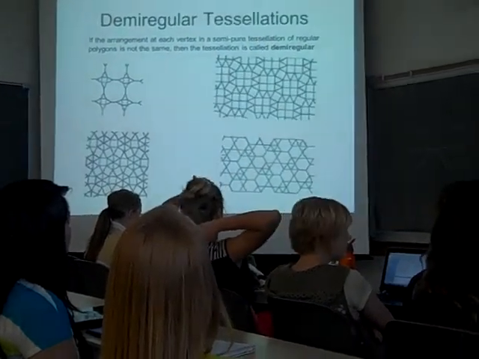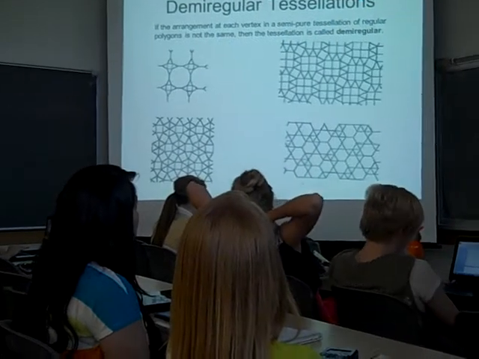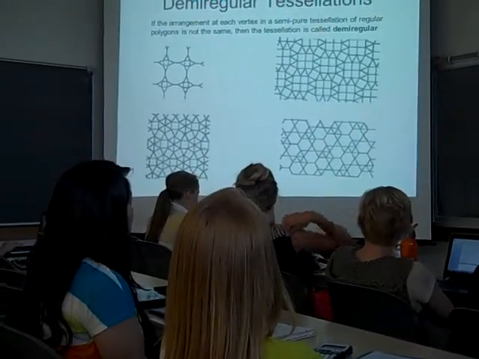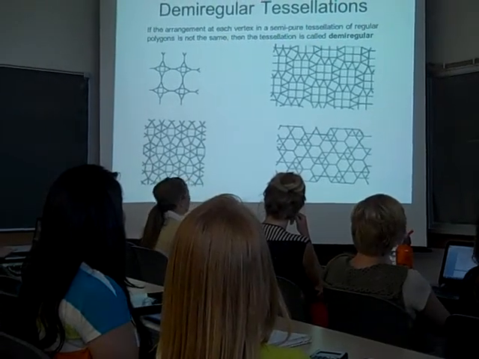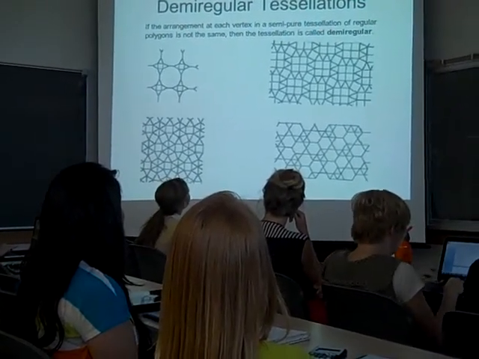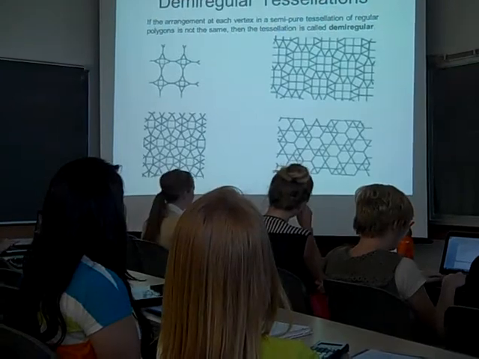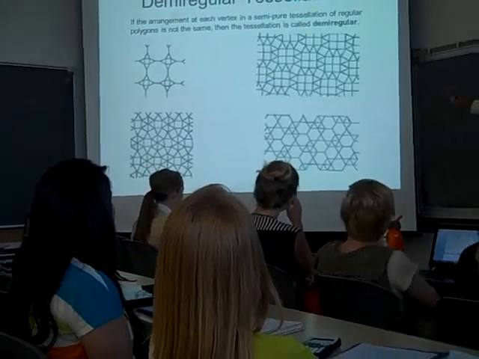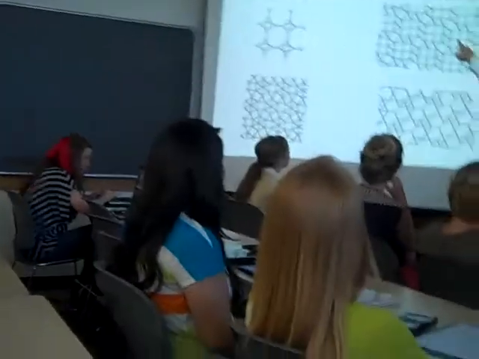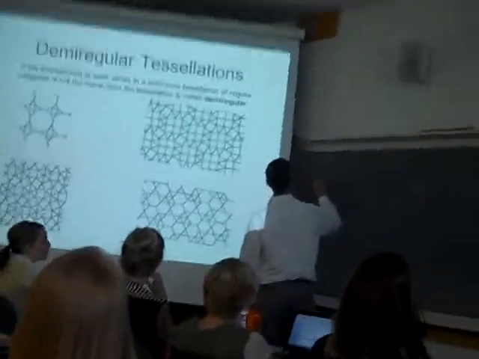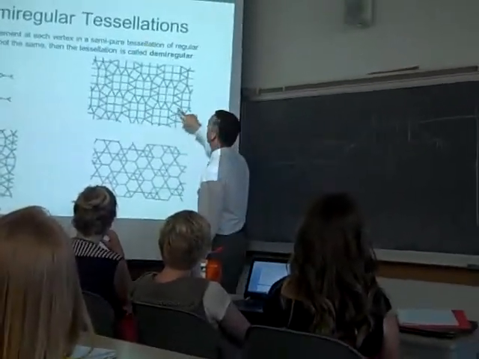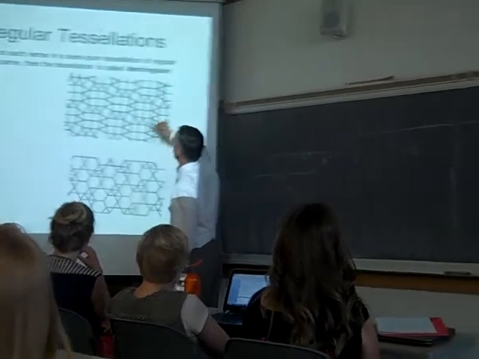Alright, if the arrangement at each vertex in a semi-pure tessellation of regular polygons is not the same, then the tessellation is called demi-regular. Let me show you what I mean. On this one right here, if I pick this vertex, what's the designation? 4 to the 4th. Okay?